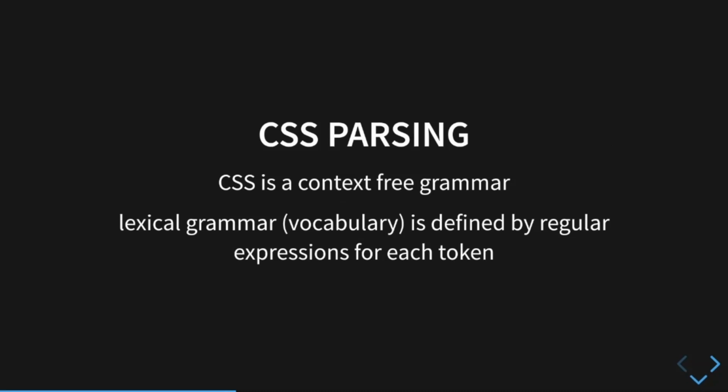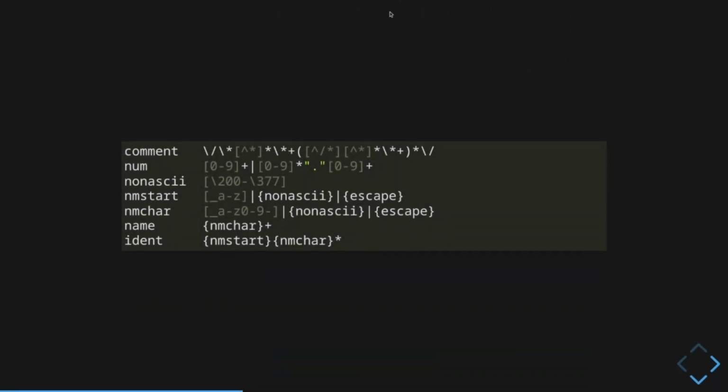After HTML parsing, the browser starts CSS parsing. And what is CSS? CSS is Cascading Style Sheets. It is a context-free grammar, and we have a lexical grammar. Vocabulary is defined by regular expressions for each token. So for comment we have this regular expression, for ident this, for name ASCII like this, and then start like this, and so on.